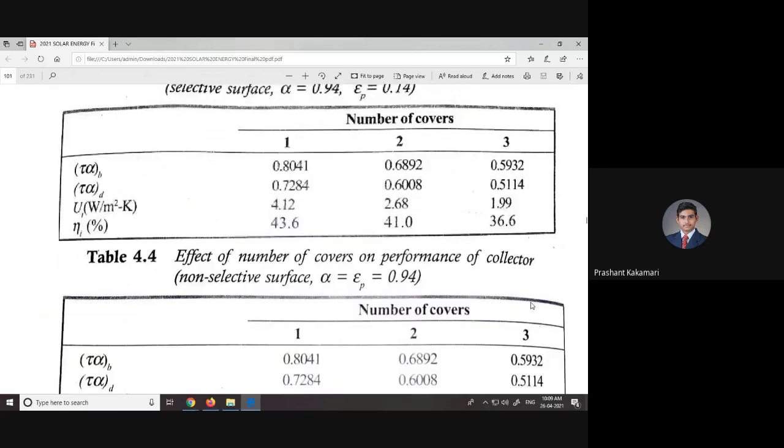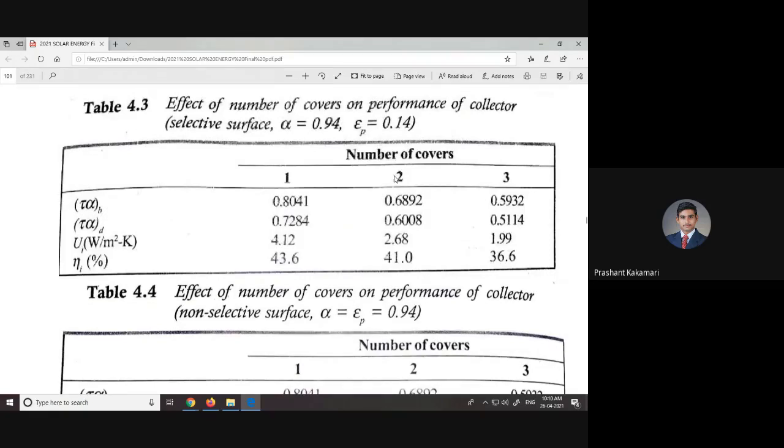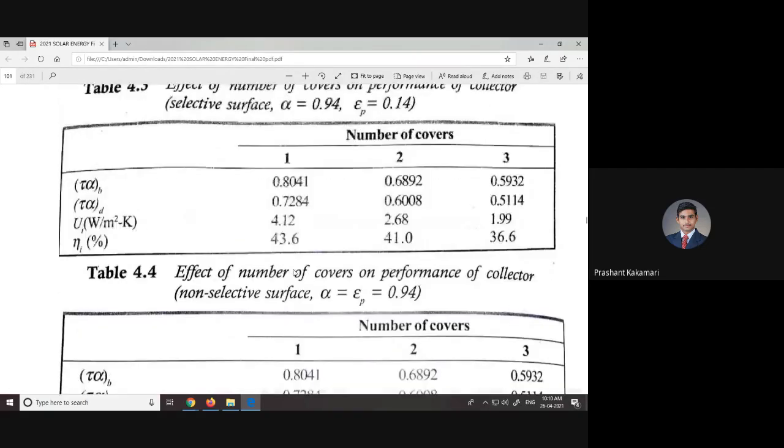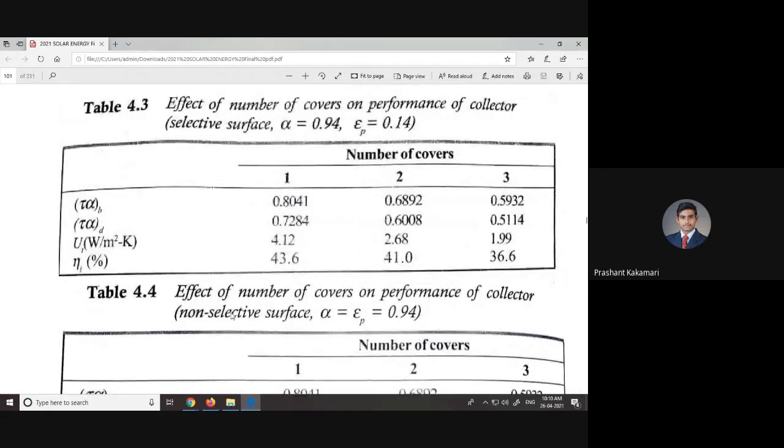But with a selective surface, I can reduce the cost of these glass covers. I can go for only one, and stop using a number of covers. So that will reduce the cost also. So these two tables are with a selective surface and a non-selective surface.